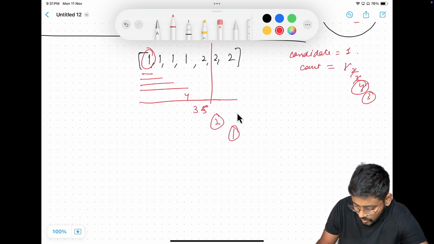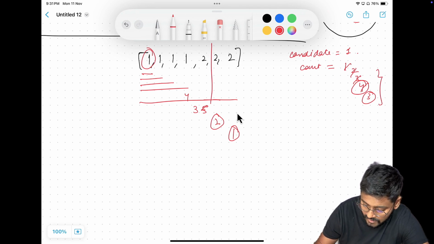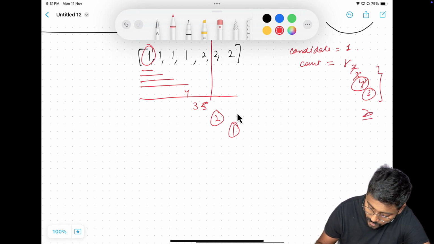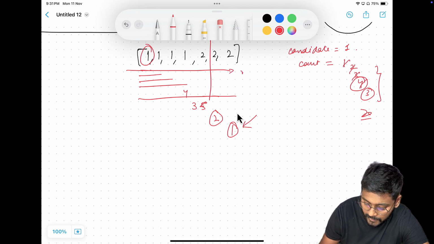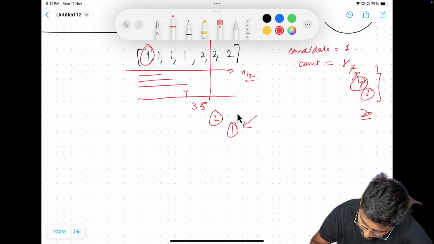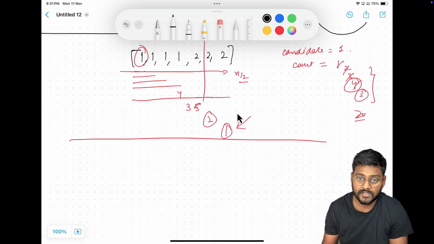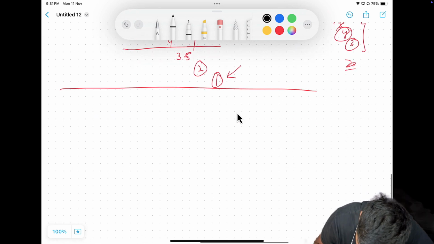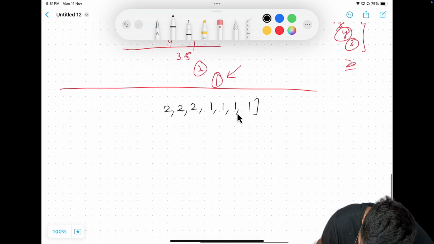We did not feel the need of updating our candidate because our candidate count was always greater than 0. And now if we try to see whether our candidate is actually the majority element, we can know that by iterating the loop. Okay, another possibility can be that the majority element is at the extreme end, something like that: 2 2 2 1 1 1 1.